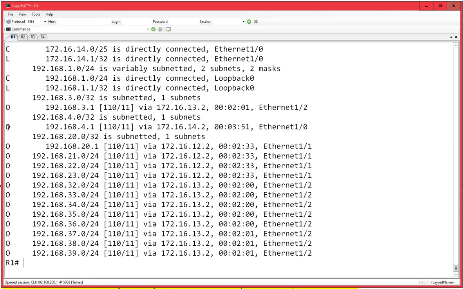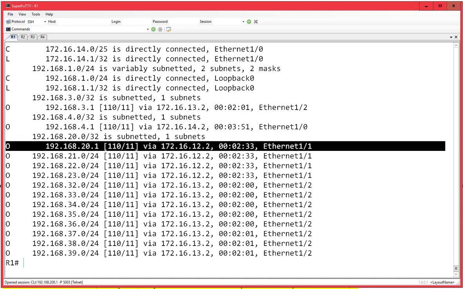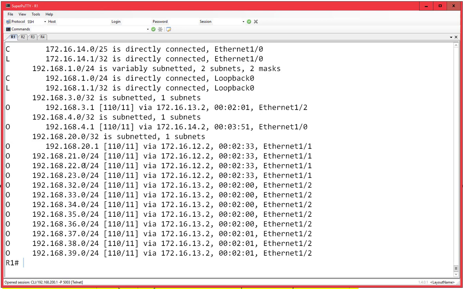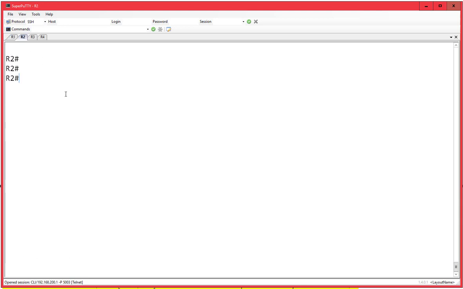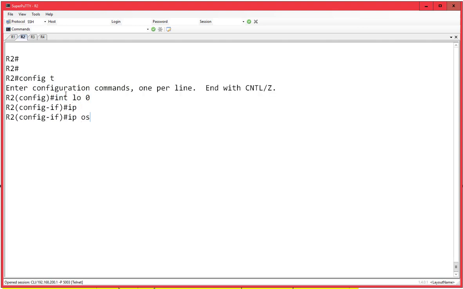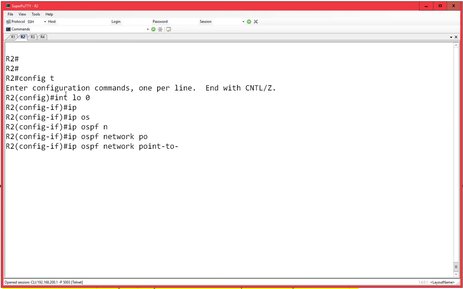The 20 is showing up a little bit strangely, right? You'll see it's listed almost separately from the rest: 20.1 versus 21.0, 22.0. That's because of the network type on the interface. So I can come into router 2 and go into interface loopback 0 and say ip ospf network type point-to-point.